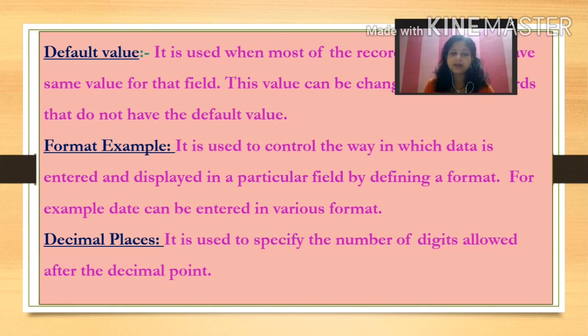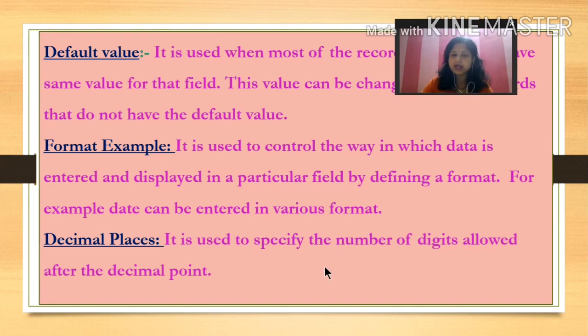Then decimal places. It is used to specify the number of digits allowed after the decimal point. If you select 2, then it will take 2 decimal places. If you decide 3, then 3 places. If you decide 0, then it will be entered as a whole number. So these are the formats which we will apply for our fields.